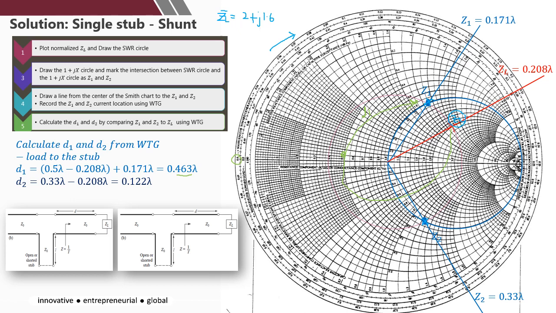And for D2, it's Z2 and also the load. So it's from the load to the second stub, the second solution of the stub. Here, this is your D2. So it's 0.33 minus 0.208. So you get this value. So you have D1 equal to 0.463 lambda, and the other one is 0.122 lambda. Okay, next is to find the L.